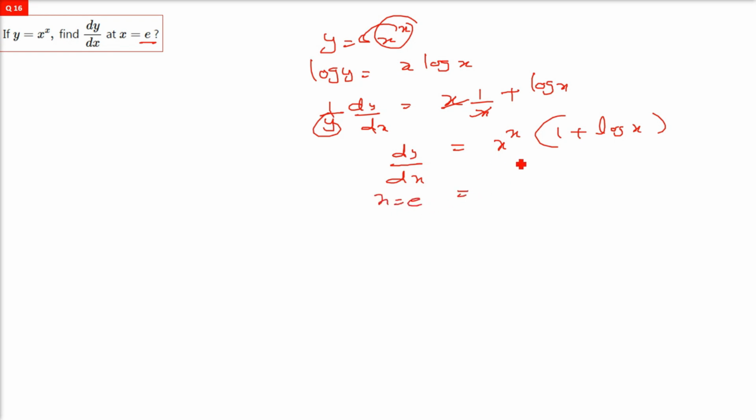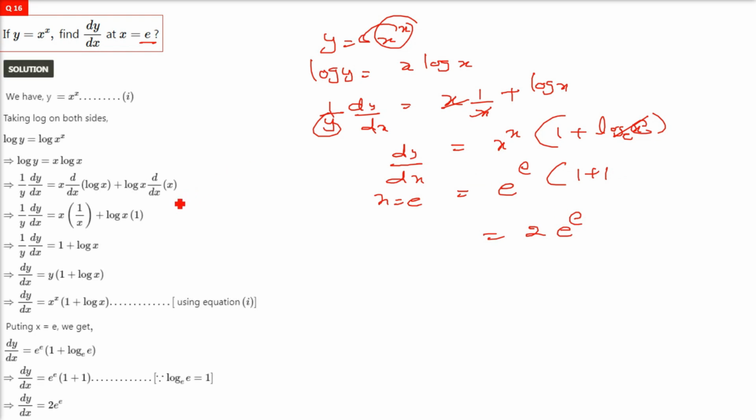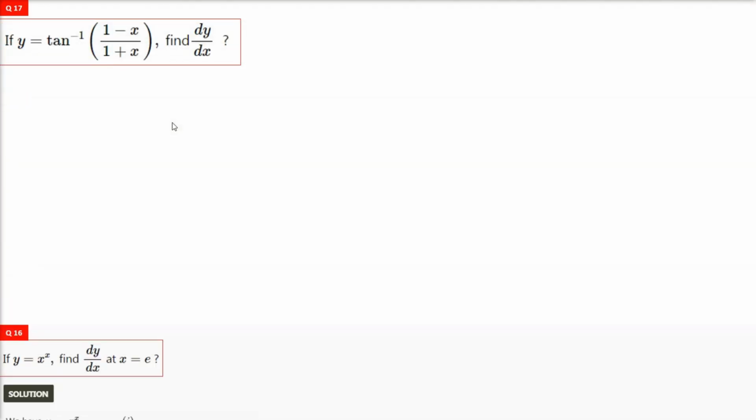So x is equal to e, now you have to put. So e to the power e into 1 plus log e, base is e, so it is going to be 1. So 2 into e to the power e, finally you have to write 2 e raised to e. Now I just told you in few steps just to explain, but because the examination is to be taken up by you, all these things you have to write: taking log on both sides, using log base e equals 1, putting x equals e. All of this you have to write, okay? That's the way you have to do it.